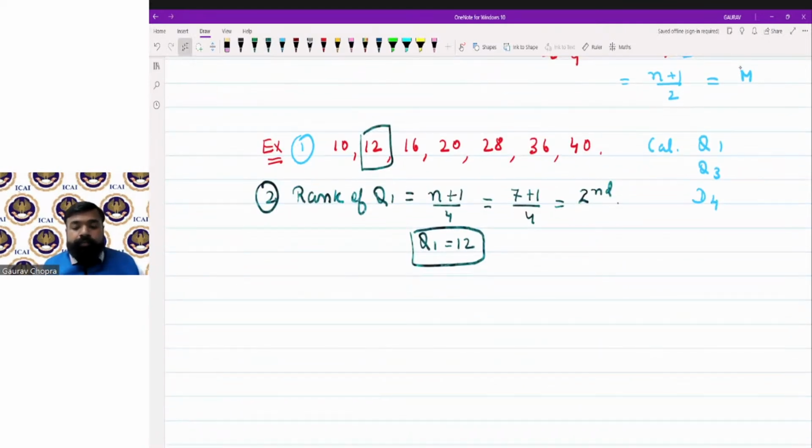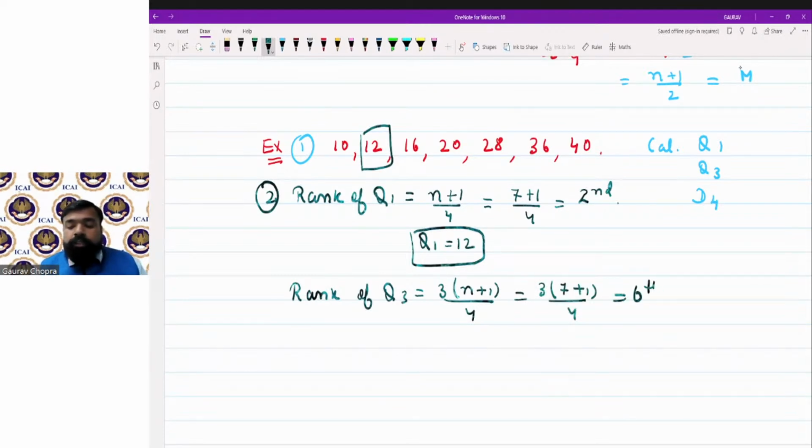This is the first quartile. Similarly, if we have to calculate Q3, we will find the rank of Q3. So 3 into n plus 1 upon 4. So 3 into 7 plus 1 by 4, the rank will be 6th. Now what is the sixth rank? 1, 2, 3, 4, 5, 6. So 36 is coming. So Q3 is equal to 36. This is the third quartile.